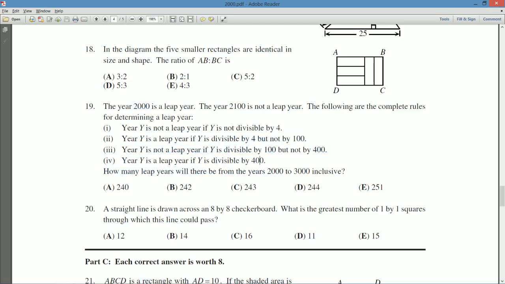And these are the full rules for leap years. It doesn't keep going like this. It's not a leap year if it's divisible by 1,000 or anything like that. No, these are all the rules we have for leap years. That's why 2000 was a leap year, because it's divisible by 400. And 2100 is not divisible by 400, but it is divisible by 100, so it's not a leap year. Okay, the question says, how many leap years will there be from the years 2000 to 3000 inclusive?